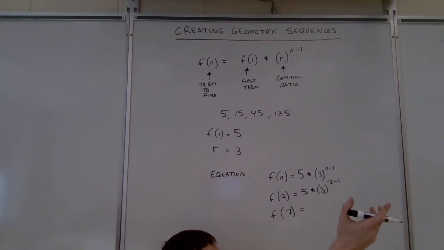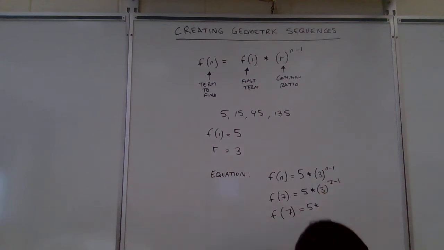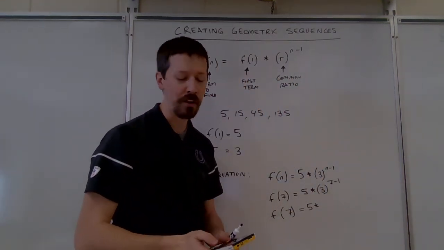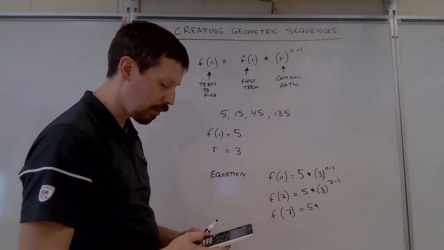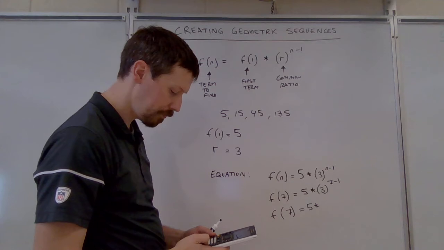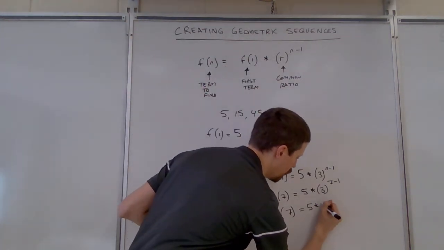So my next step here would be f of 7 equals, remember your order of operations: parentheses, exponent, multiplication, division, addition, then subtraction. I don't have to simplify anything in my parentheses, so I'm going to do my exponent next. I'm going to carry down my 5 times, and then I've got 3 raised to the power of 7 minus 1. Well, 7 minus 1 is going to be 6. That's pretty easy to do. So we just need to figure out what 3 to the power of 6 is going to be. That's going to be 729.